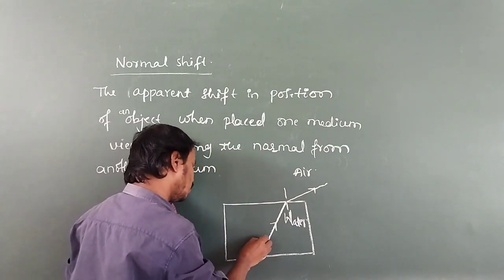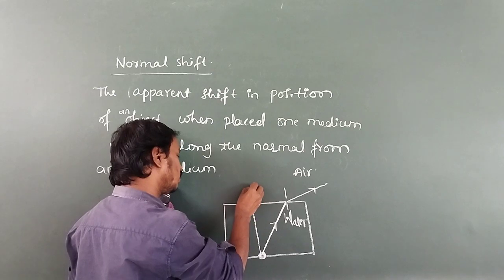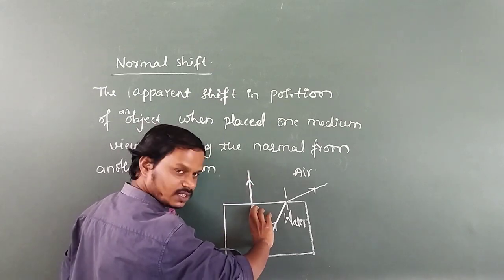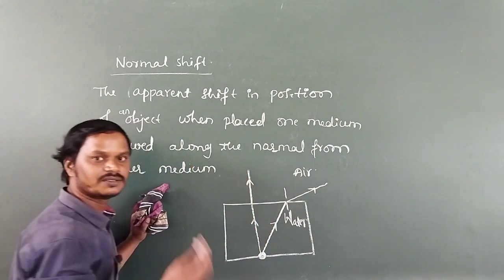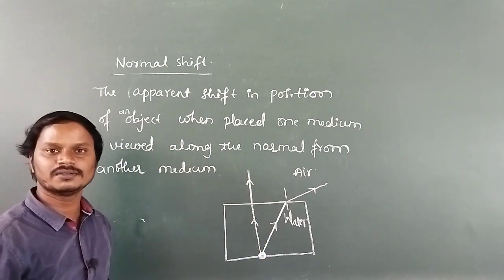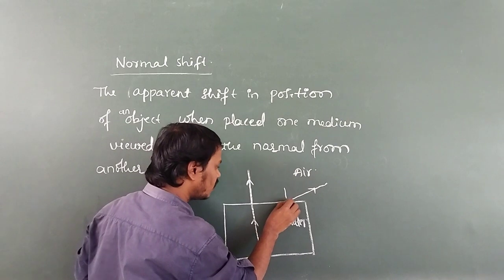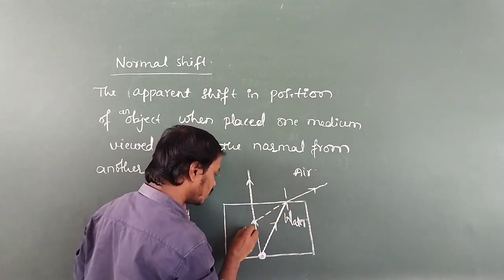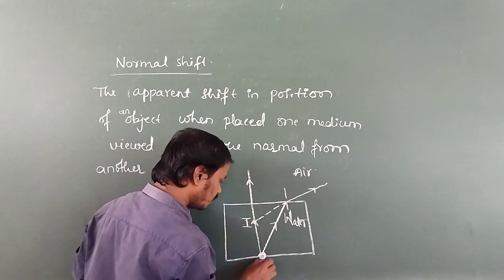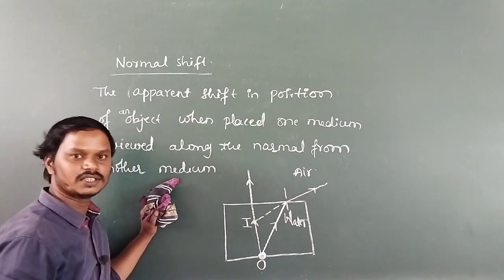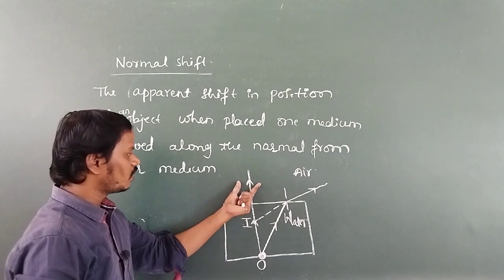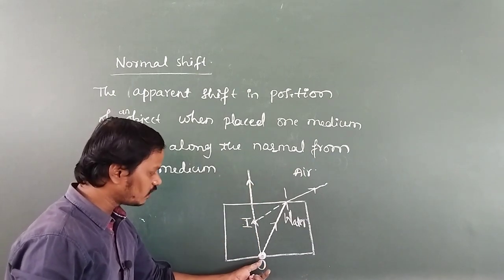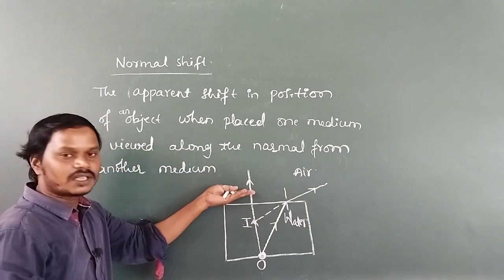Now, one more incident ray, that is incident along the normal. So it passes without any deviation, because if the angle of incidence is 0, then the angle of refraction is also 0, then the angle of deviation is also 0. Now, I will extend this refracted ray. Then we can see the object here. This is the image of the object. This is the object and this is the image of the object. So, along the normal we are going to see this object now. Then this object appears to be shifted towards the observer.